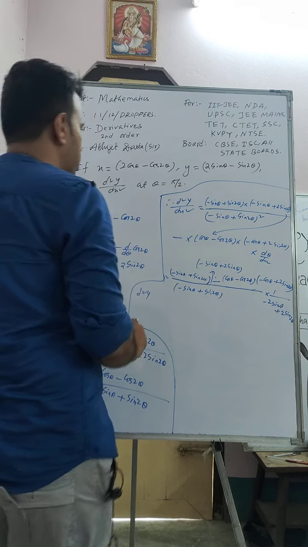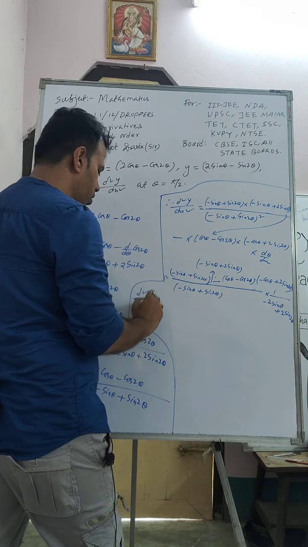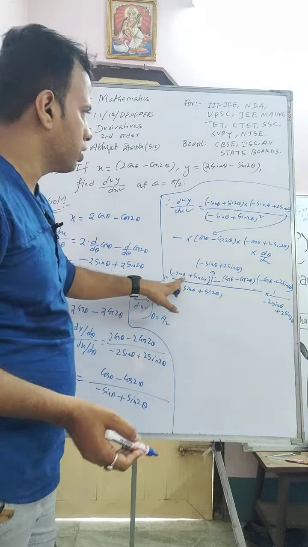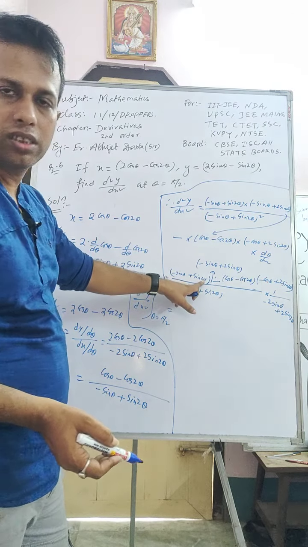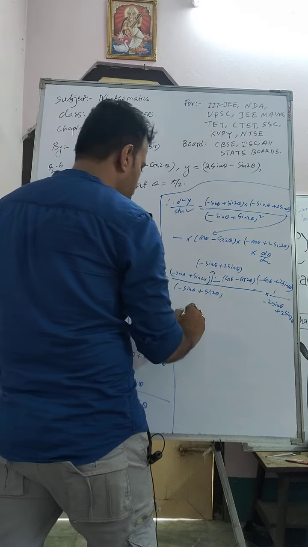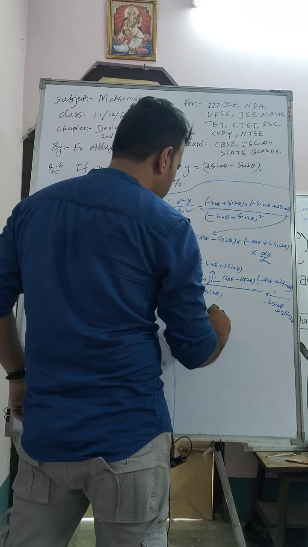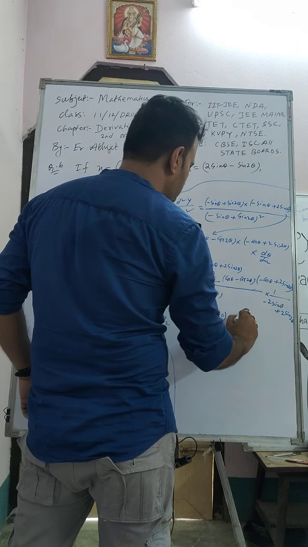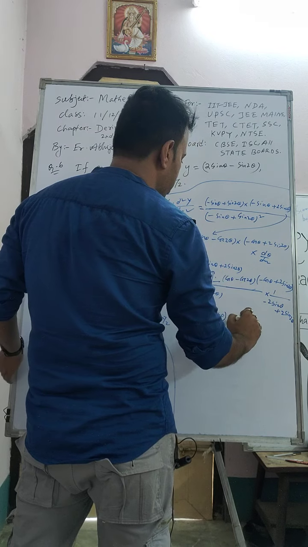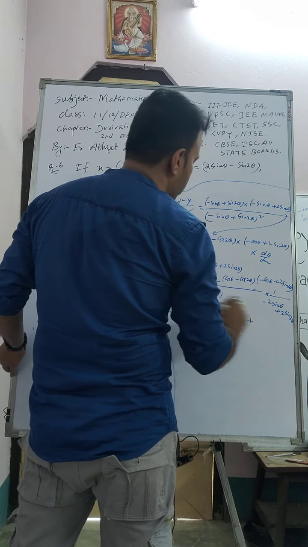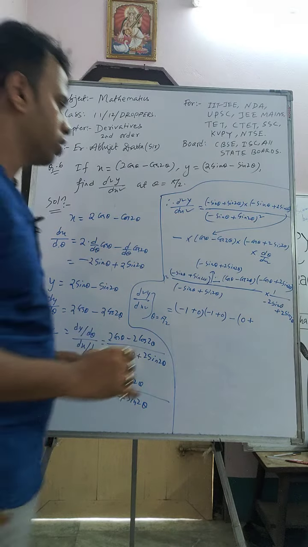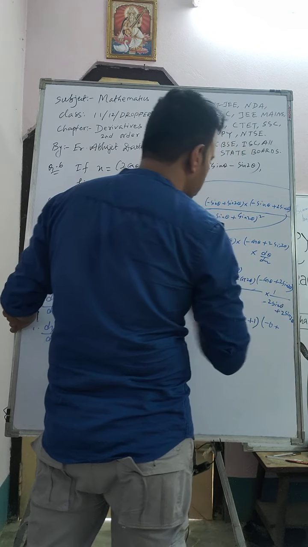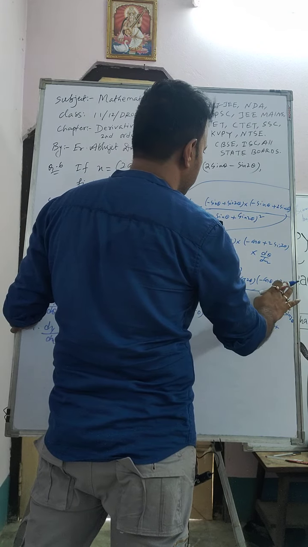Now putting theta equal to pi by 2. So d square y by dx square at theta equal to pi by 2. After putting this in, sin pi by 2 is 1, sin pi is 0. So it will be minus 1, it will be 0, and here minus 1, and sin 2 theta minus 2 sin theta will be 0. Here cos pi by 2 is 0, and cos pi is minus 1, so it will be plus 1 here.